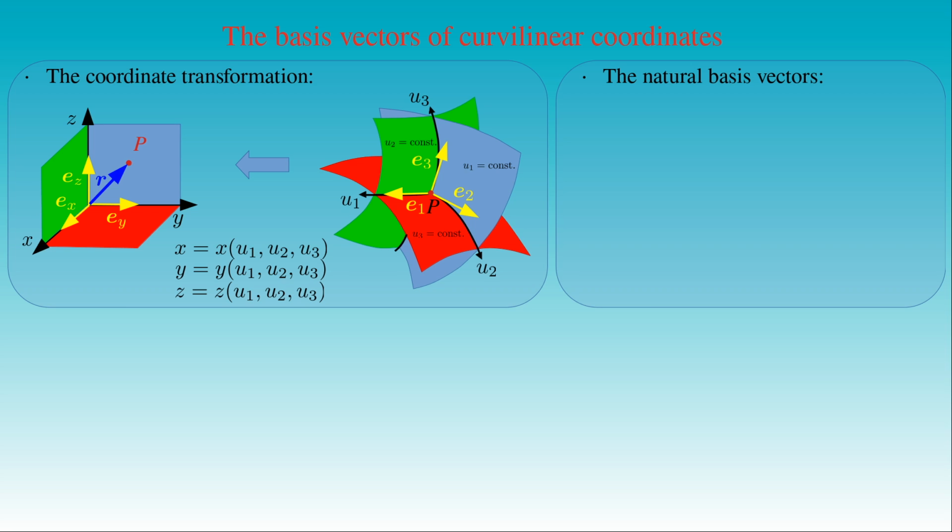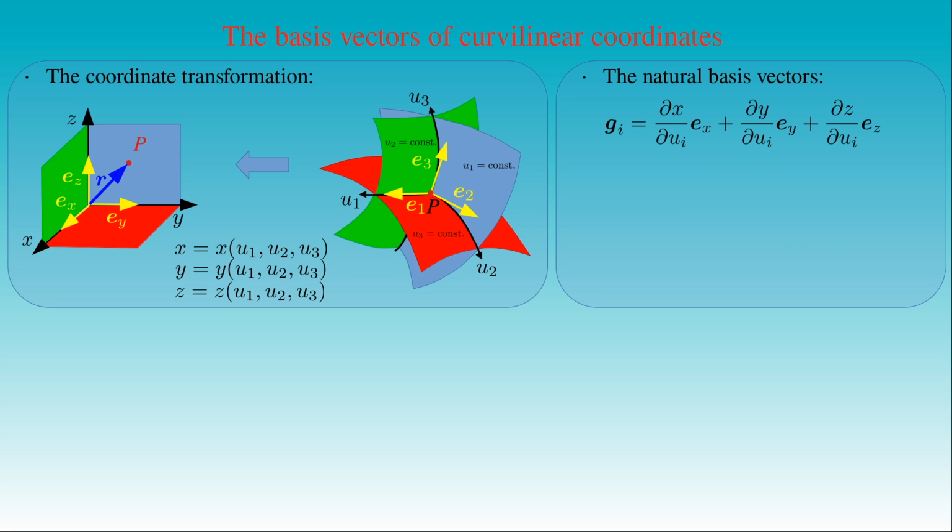That is, the natural basis vector g_i for the coordinate u_i, with the index i running from 1 to 3, is given by the partial derivative of x with respect to u_i times e_x, plus the partial derivative of y with respect to u_i times e_y, plus the partial derivative of z with respect to u_i times e_z. We can conclude that the components of the natural basis vectors in the Cartesian coordinate system are the partial derivatives of the Cartesian coordinates with respect to the corresponding curvilinear coordinates. It can be shown that the vectors are linearly independent from each other, therefore they form a basis.